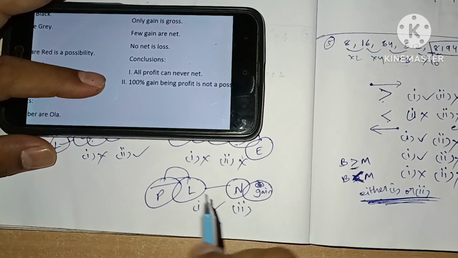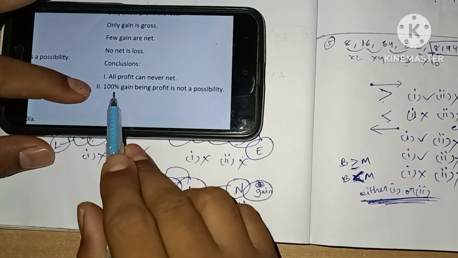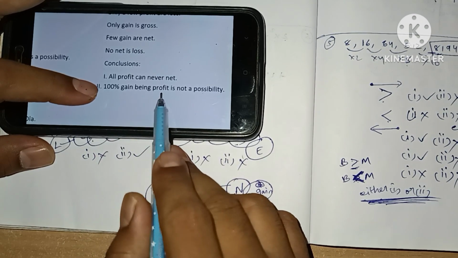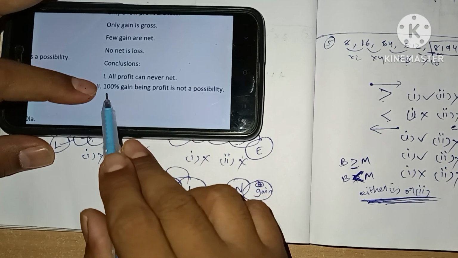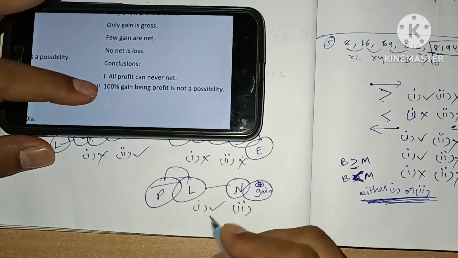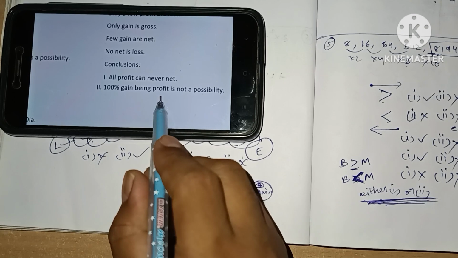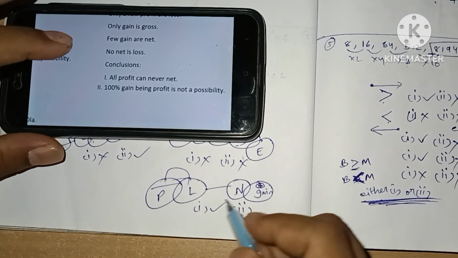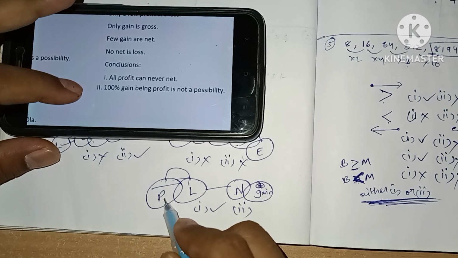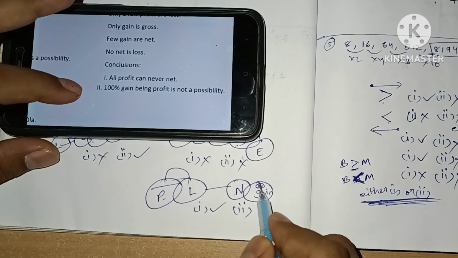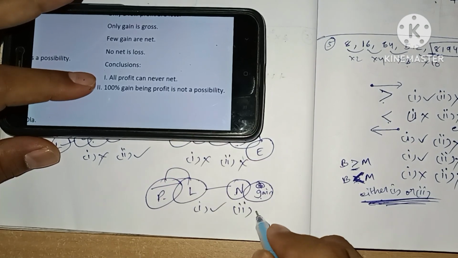Second conclusion, 100% gain being profit is not a possibility. 100% means all gain being profit is not a possibility. First we check leaving this not. We check whether all gain is profit or not. All gain can be placed inside profit. Is it possible? No, because gross cannot be shared with anything except gain. So all case fails. So the not case will be true.